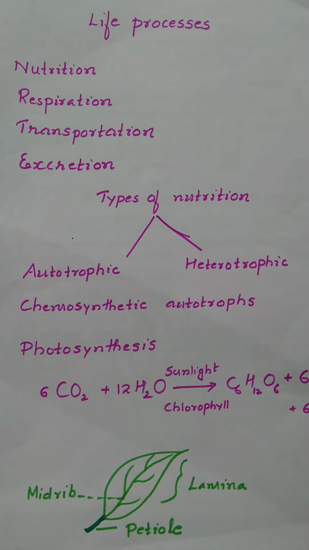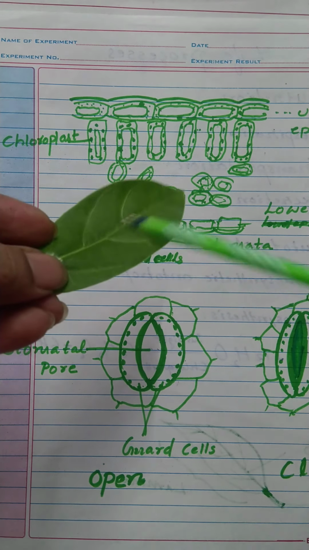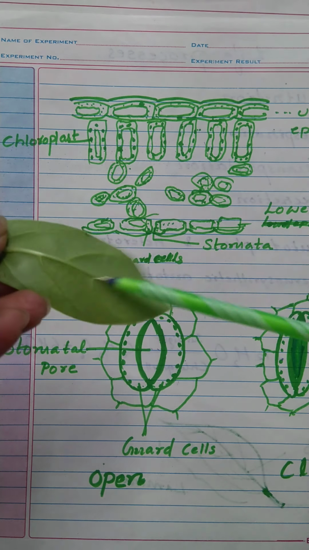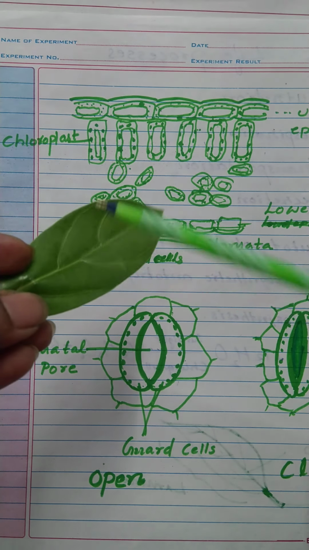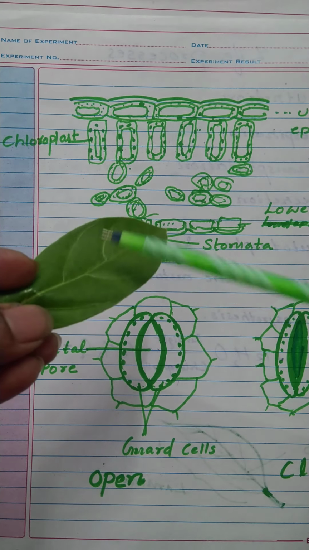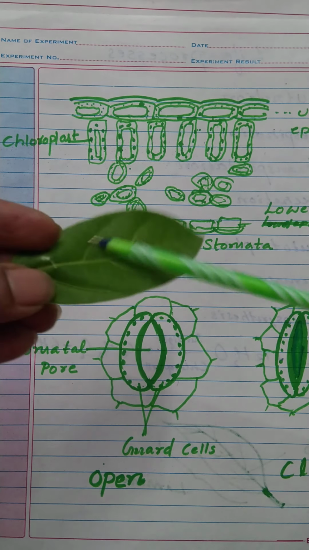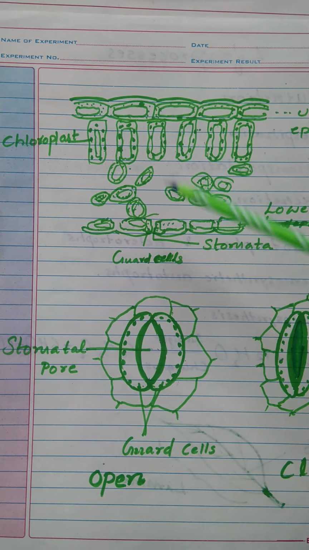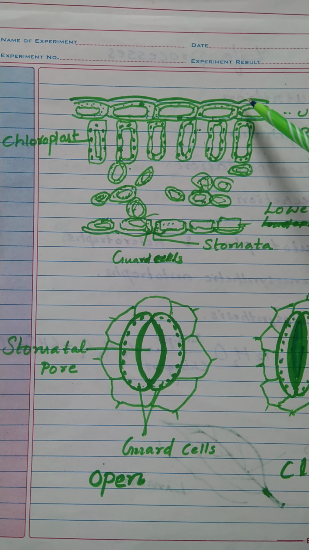So if we take the section of a leaf, we can see it has an upper epidermis and a lower epidermis. Here, this represents the upper epidermis and this is the lower epidermis. Here only the stomata will be there. If they were on the upper side, the sunlight would fall directly on them, so excess water would be lost. The upper epidermis is covered by a cuticle. It's a waxy coating to prevent the excess loss of water.